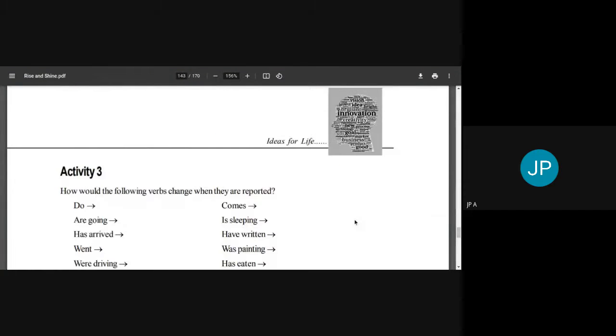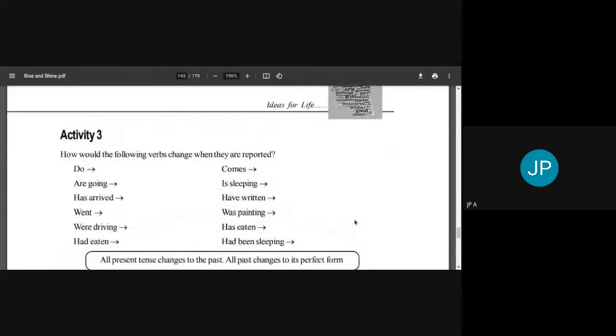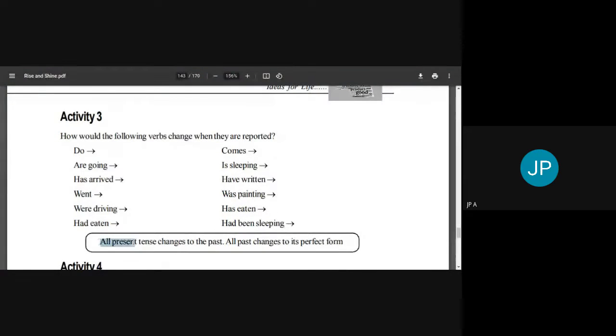Okay. So this is what you had been asking about. What are the changes that happen? So the changes are very simple. The changes are all present tense will change to the past.